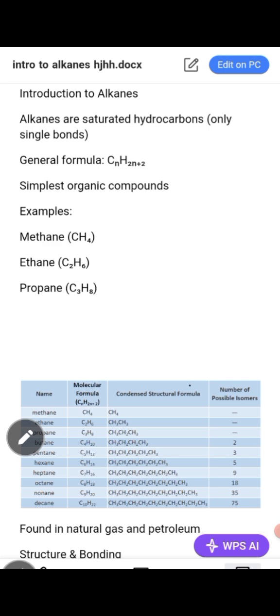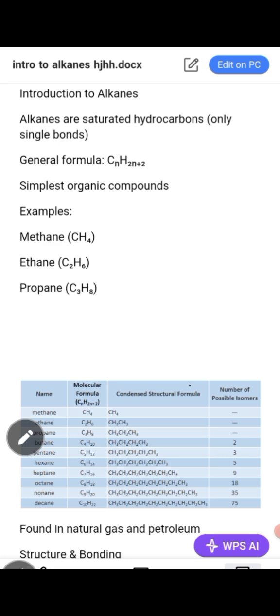Before we move on to alkanes, we cannot discuss alkanes without talking about organic chemistry. So what is organic chemistry? Organic chemistry is the study of carbon and hydrogen with other elements like oxygen, sulfur, and halogens like chlorine, fluorine, iodine, and so on.